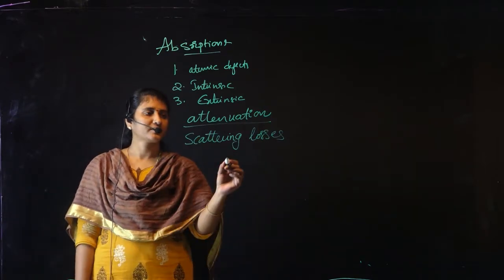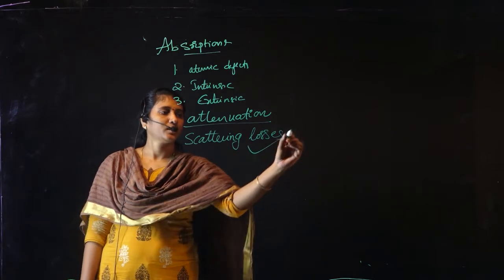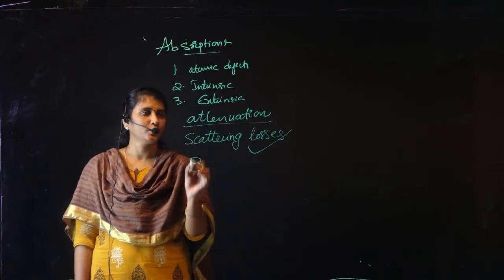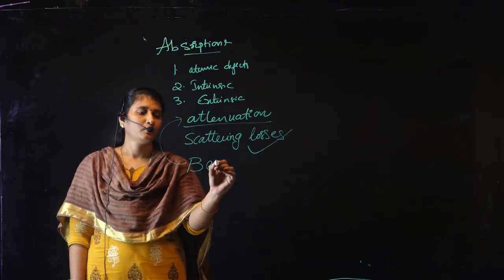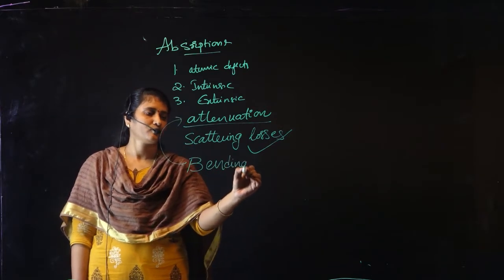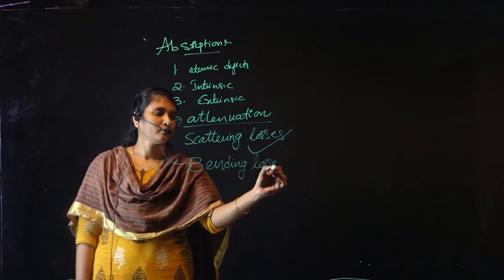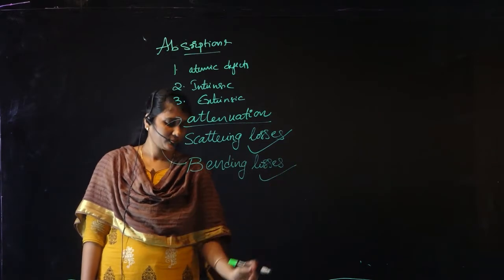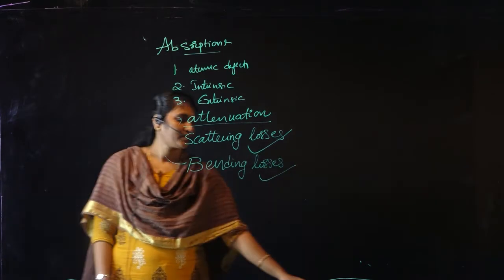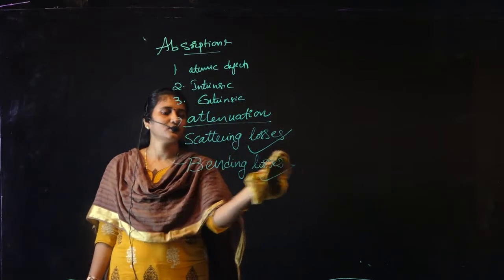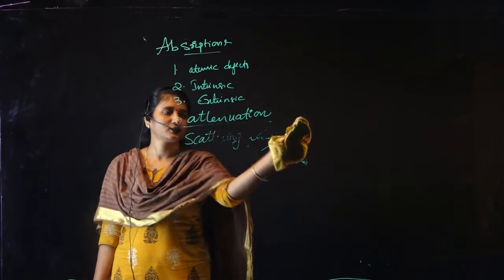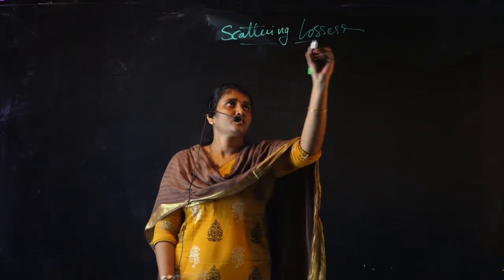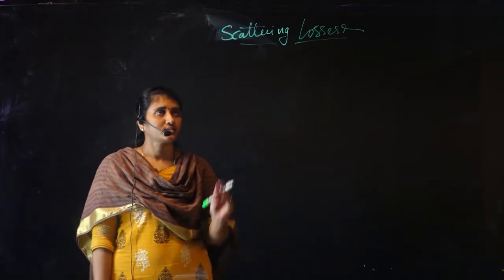So in today's class we will be learning what are the different types of scattering losses, and one more type of losses that lead to attenuation are bending losses. So today we will finish bending losses even, right? I will start with the scattering losses and then bending losses. First we will discuss scattering losses.